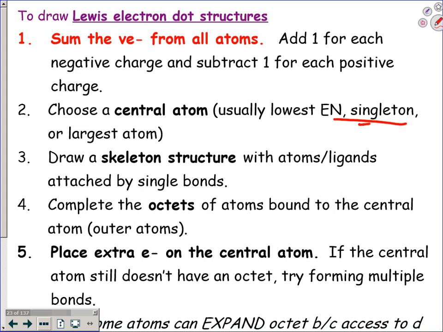Yes, the singleton is usually it, but if you have two single atoms, like xenon and oxygen that are both singletons, you would choose the largest atom to put in the central location. Xenon is bigger than oxygen. So that's your rule of thumb for the skeleton. I'm going to say just choose central wisely.